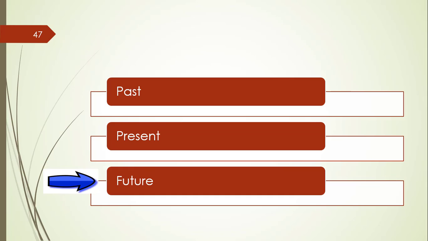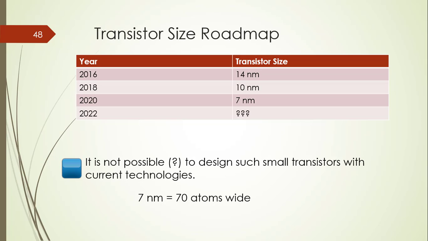What about the future? Well, the future is hard to predict. It's a mystery. As they say, the past is history, the future is mystery. Well, let's try to project. Currently we are at 7 nanometers. By 2022, we don't know, we might be at 5 nanometers. As I said, that's only 30, 40, 50 atoms wide.